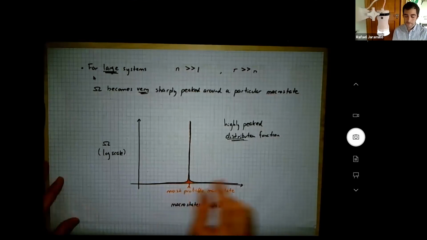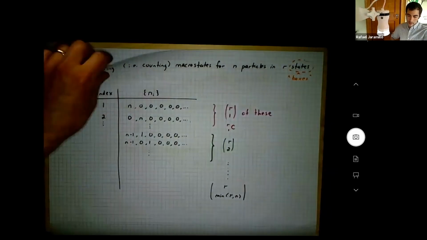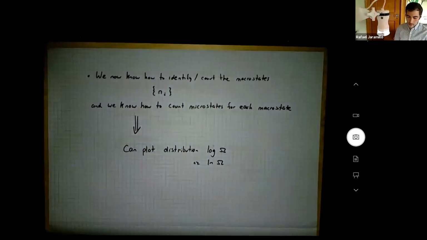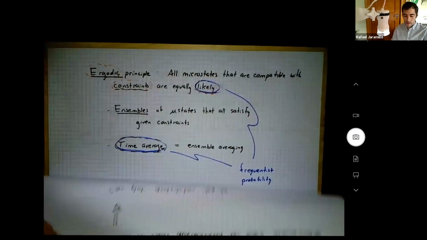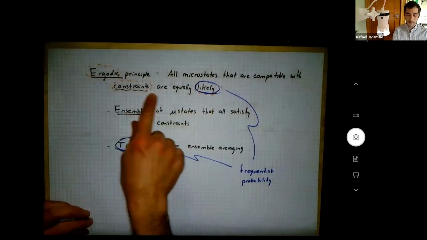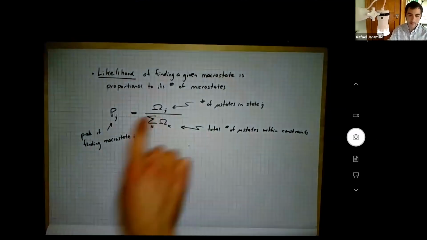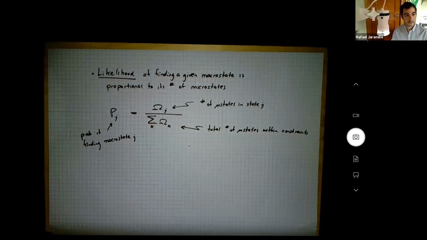Okay, so that is all following from the ergodic principle. All microstates that are compatible with constraints are equally likely. So likelihood follows microstate counting. All right, so that's all I wanted to get through today.